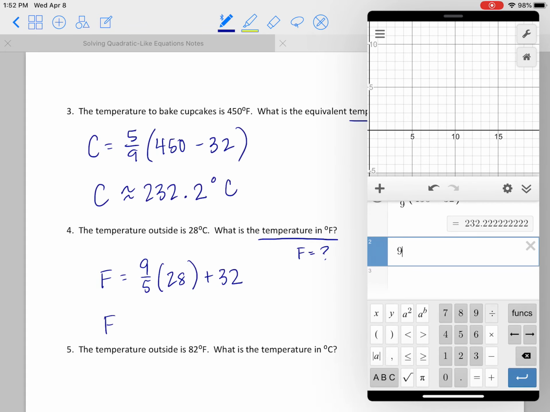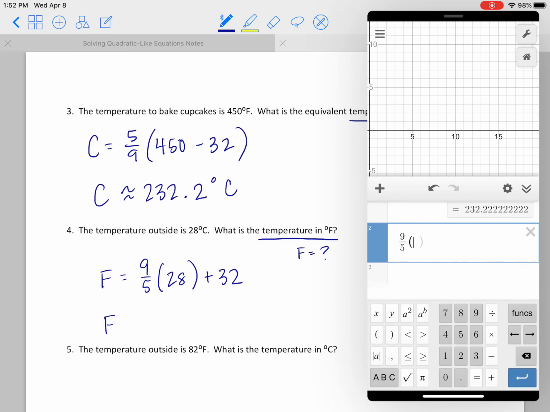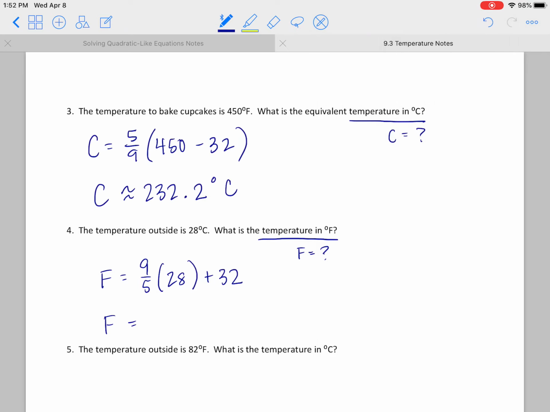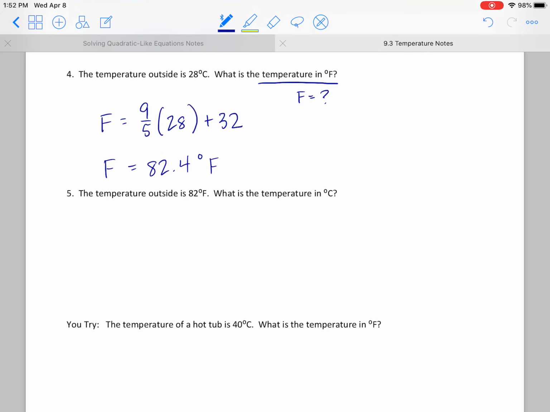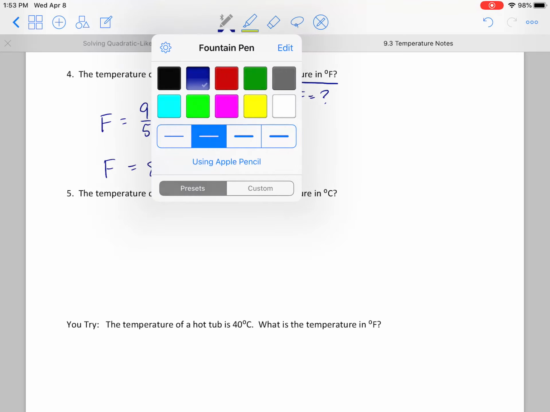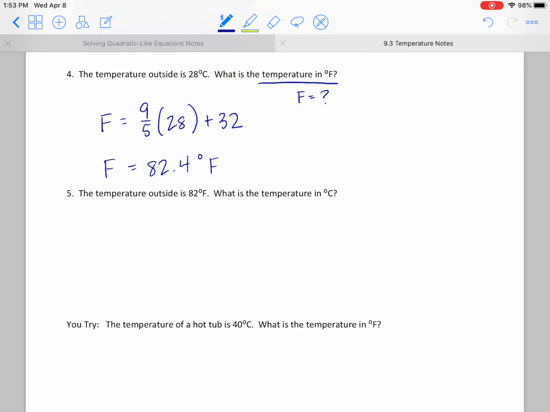So we have 9/5 times our Celsius temperature, and then we want to add the 32 degrees. So our Fahrenheit temperature is going to be 9/5 times 28, and then a plus 32, so 82.4. So this is exactly 82.4 degrees Fahrenheit. So that's a nice day here in Phoenix.